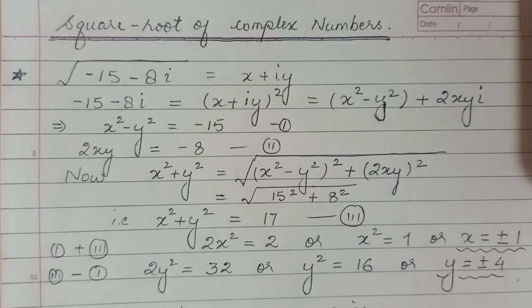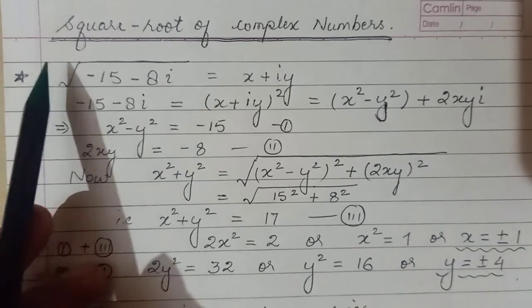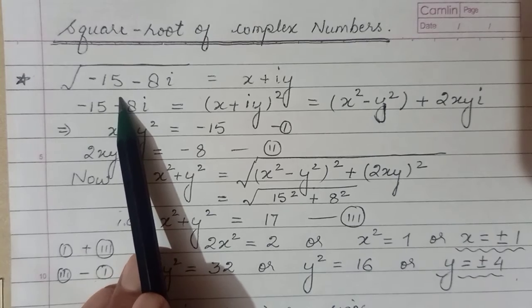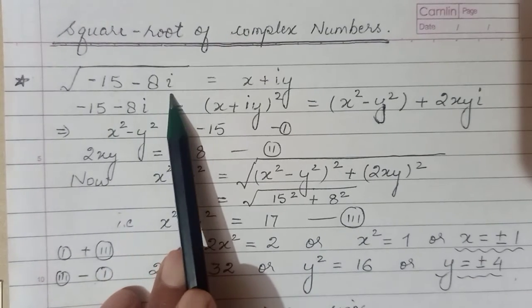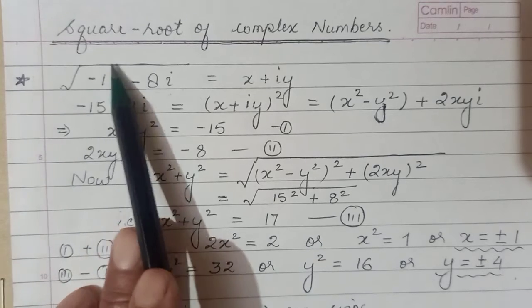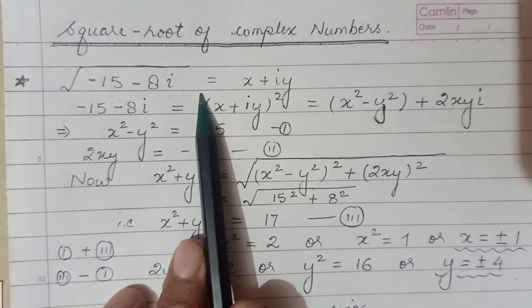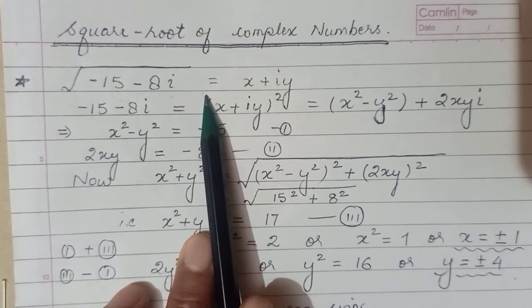Now, finding the square root of a complex number. This is a complex number in a plus ib form, minus 15 minus 8i, and we are looking for the square root of this complex number. That is our assignment here.